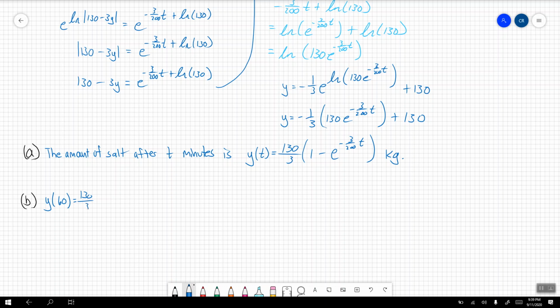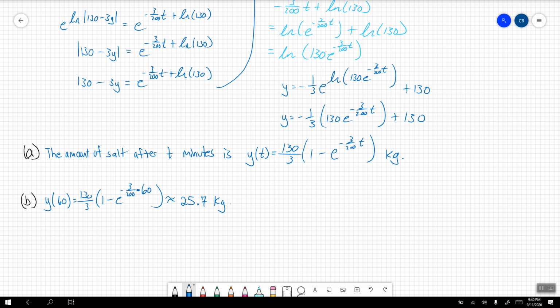So if t is in minutes, then we're going to make our substitution: 1 hour is 60 minutes, which means we're left with 130 divided by 3 multiplied by 1 minus e to the power of negative 3 divided by 200 multiplied by t, and in this case t was 60. There we are, just like that. Our result should get us really close to an approximation of 25.7 kilograms. Wow. Success. So after 1 hour, there should be about 25.7 kilograms of salt left in that mixture.